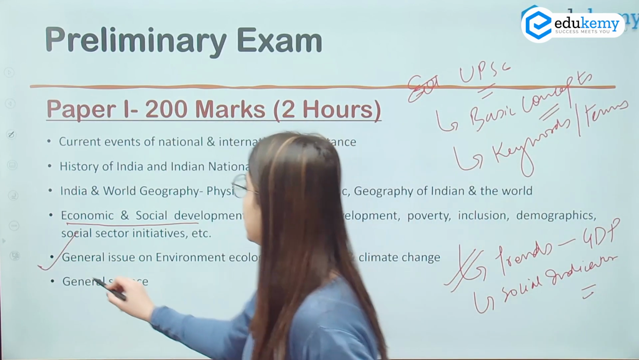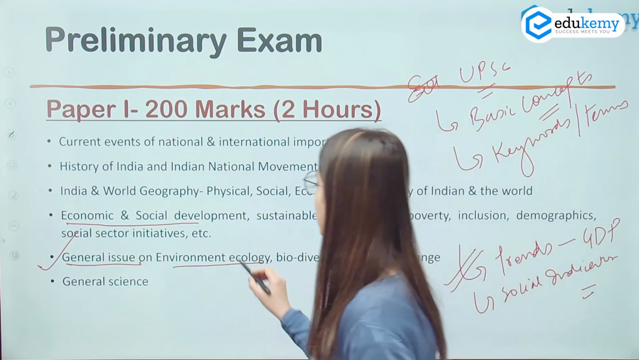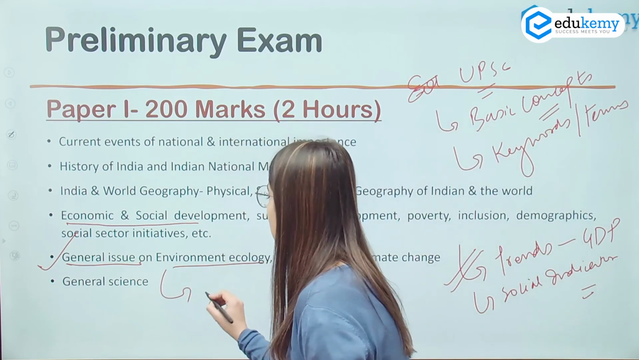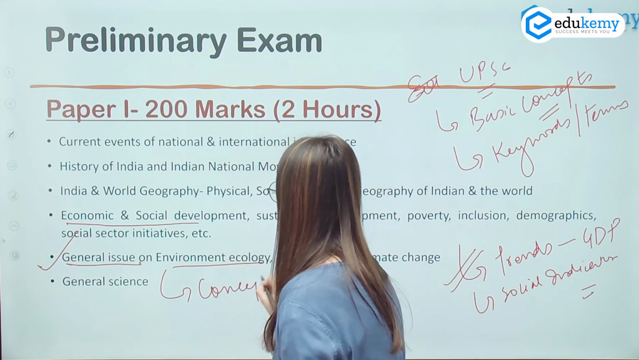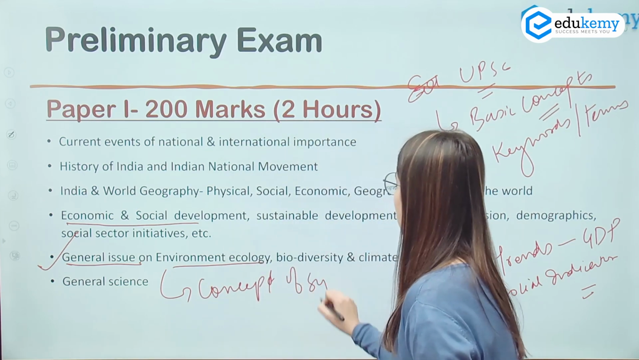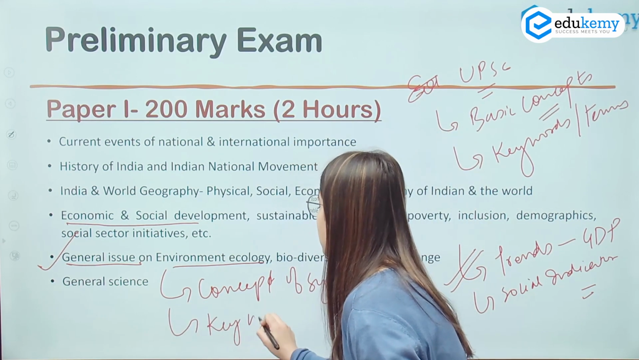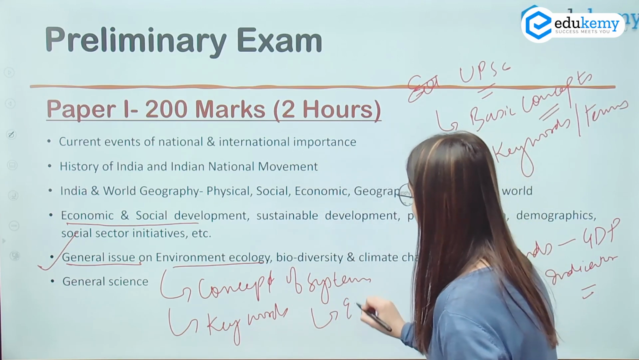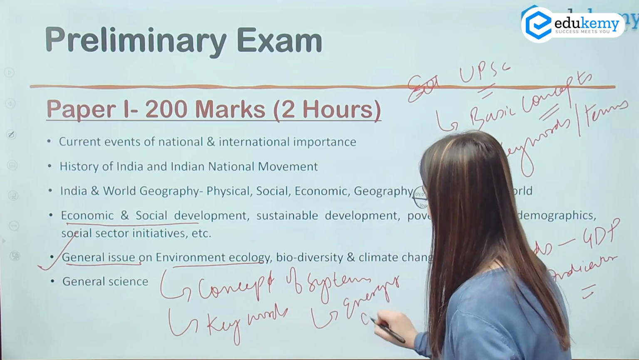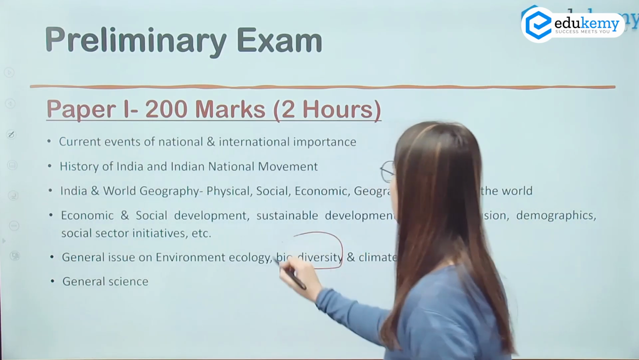Okay, next is general issues on environment and ecology. When I'm saying environment and ecology, what you need to read here is the concept of systems. You need to know the important keywords here, and you need to know about the energy cycle, etc. Okay, and the next is biodiversity.